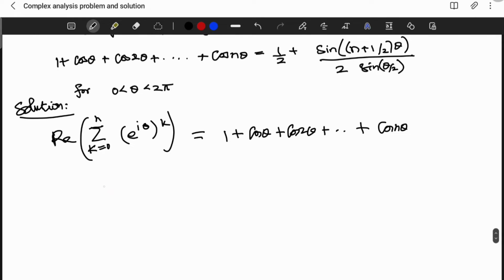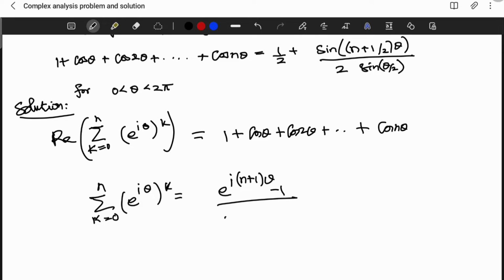But at the same time, when we use the last problem and sum up this thing, the sum for k equal to 0 to n of e power i theta to the power k, we get e power i (n plus 1) theta minus 1, divided by e power i theta minus 1. So this is z power n plus 1 minus 1 over z minus 1, and instead of z we are putting e power i theta. And we have a good idea about this.